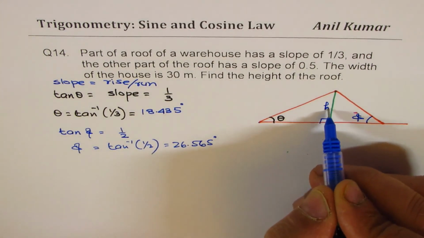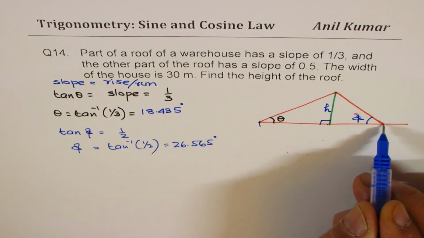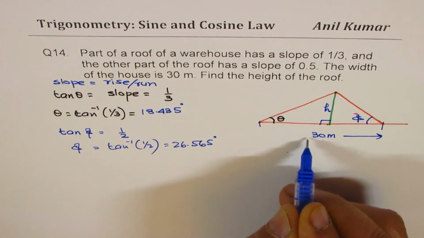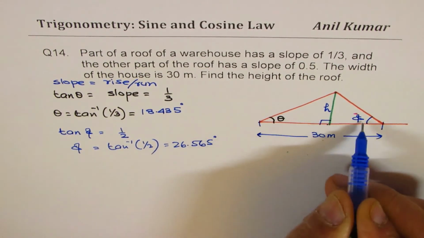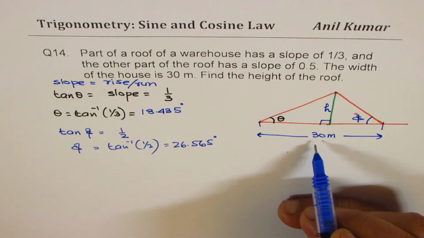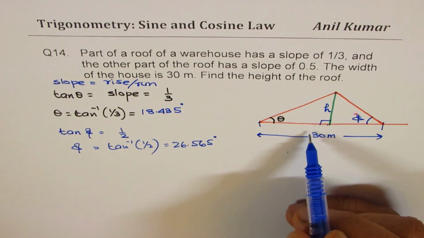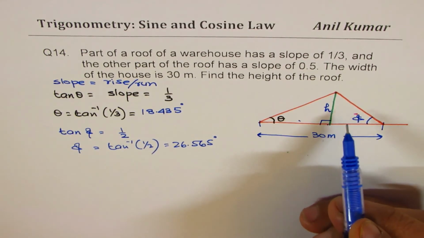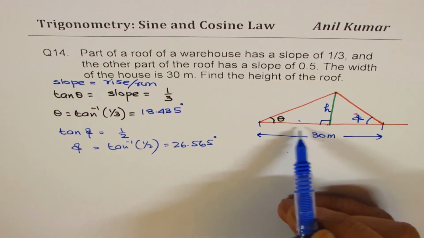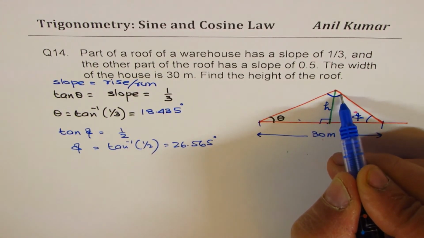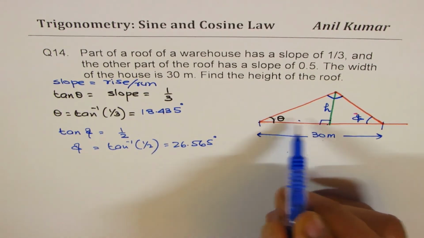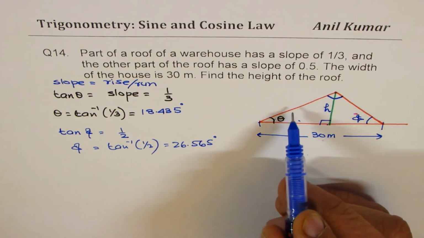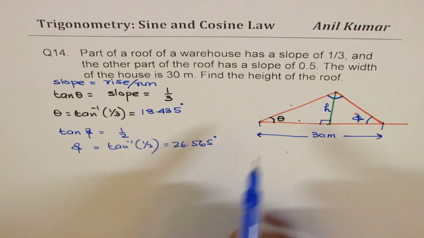Now we need to find the height of this, and what we know is that the total width is 30 meters. Now we have found these angles. We have the width. Now there are a couple of ways in which we could do it. One way, of course, is to find one of these sides, or we could find the angle on the top, right? Since we know these two angles, we can actually find the angle on the top. So let's find that angle and then use sine law to find one of these sides.